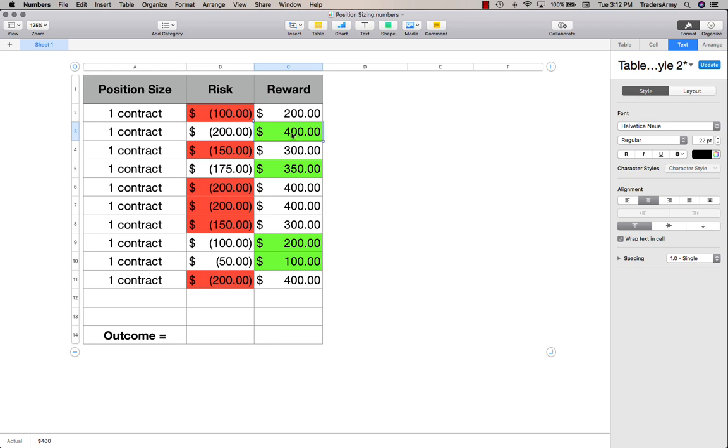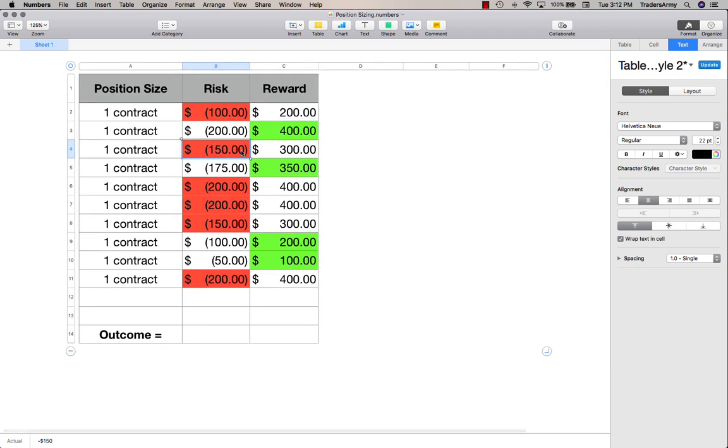So you made $400. On trade 3, 1 contract was $150 worth of risk in an attempt to make 300. Well, you got stopped out on that trade and you lost 150. Trade 4, you were risking 175 on 1 contract in an attempt to make 350, and you won on that one. You made your 350. The next 3 trades were all risking anywhere between 150 and $200, and you lost on all 3.